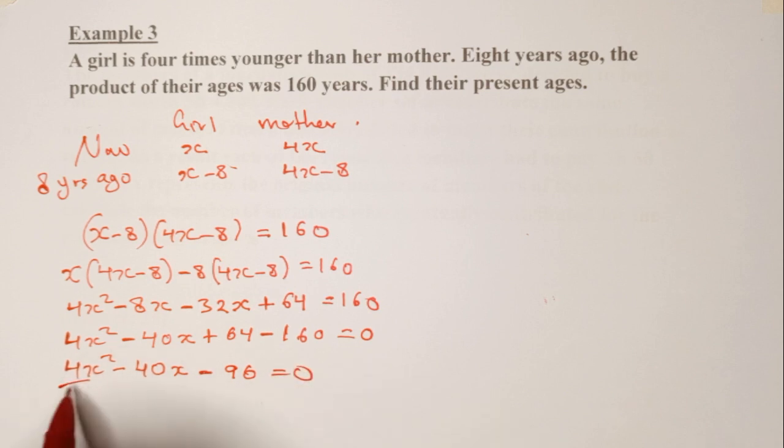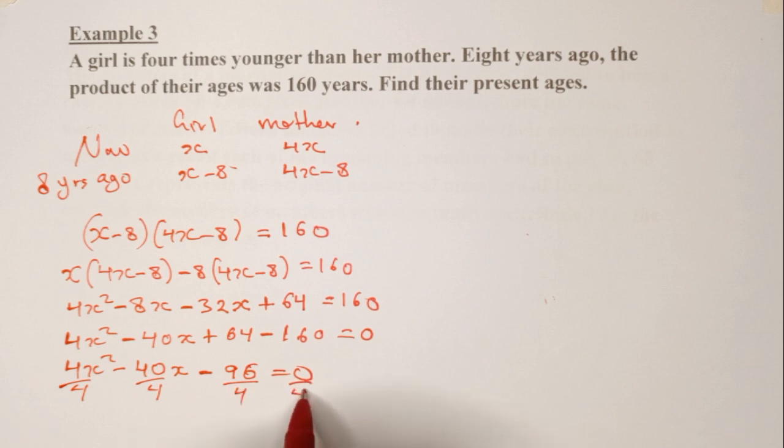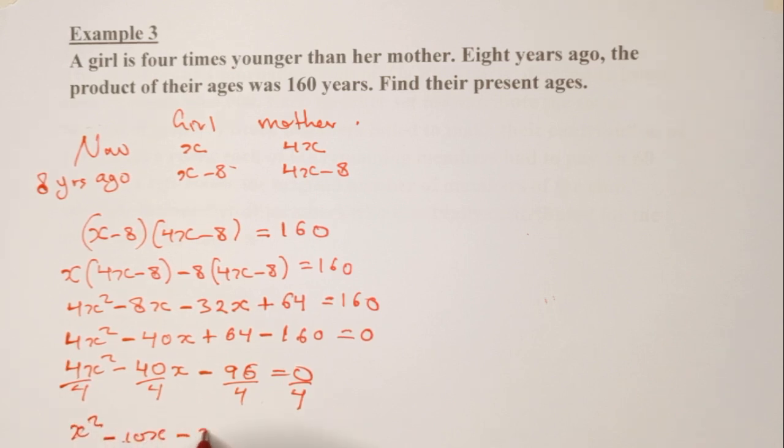So you can divide everything by 4, by 4, by 4. So finally we can have x squared minus 10x, then minus 24 equals 0. So 96 divided by 4 is 24. So that is our simplified quadratic equation. Now we can solve this one to get the value of x.